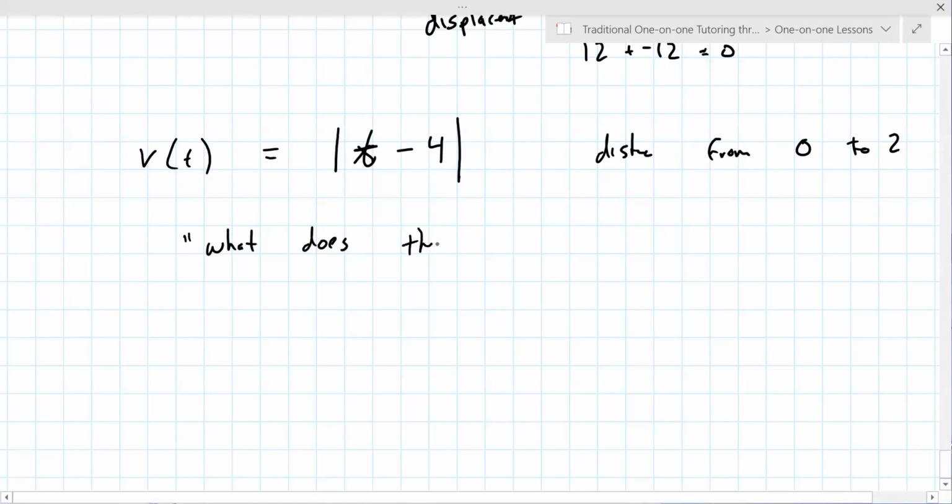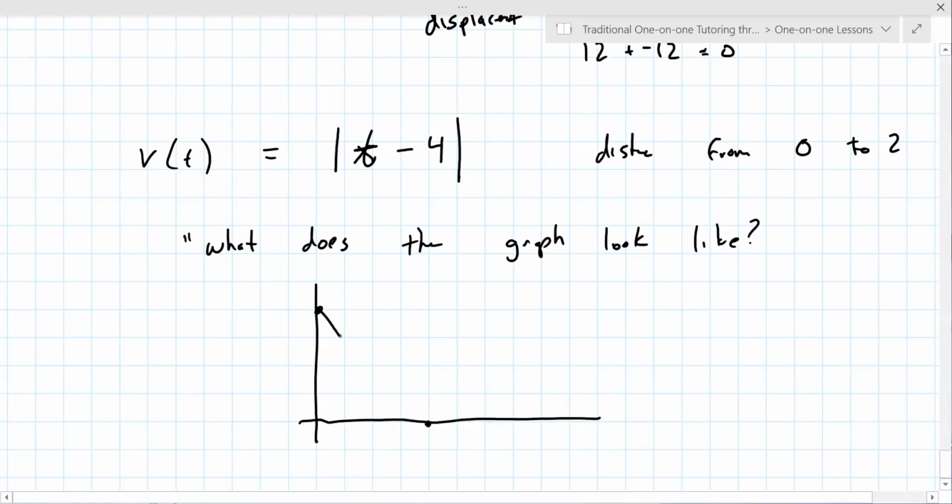So what does the graph look like? Like the V shape. Okay, it's a V and it hits at 4. Right? Yeah, so let me get that. It looks something like this. Boom, and then it goes up forever.